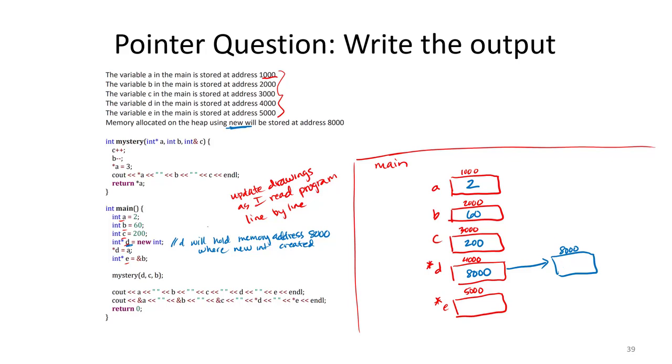Asterisk d equals a. Well, notice what this line of code will do. I'm going to go where my pointer d points. That's this new int. And I'm going to assign that the value stored in a. So here, I'm going to assign d's new int the value stored in a, which is 2.